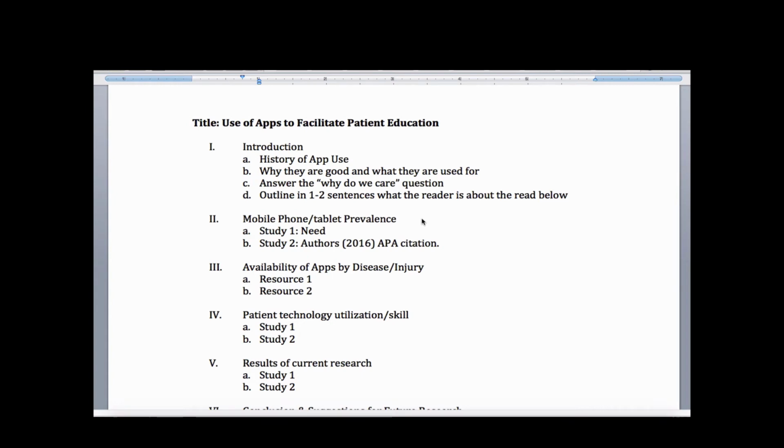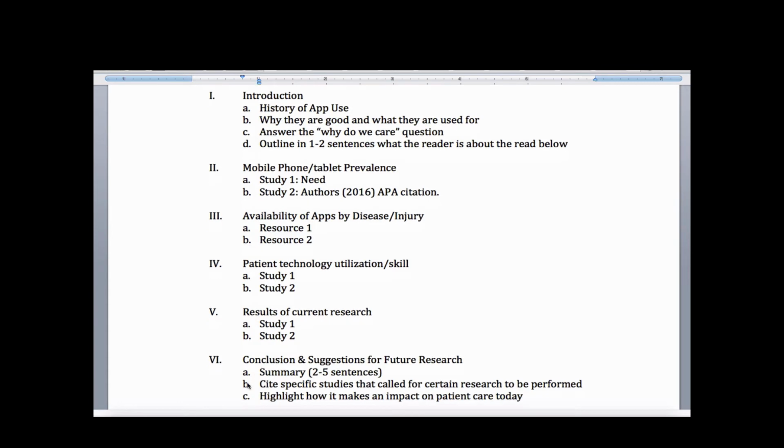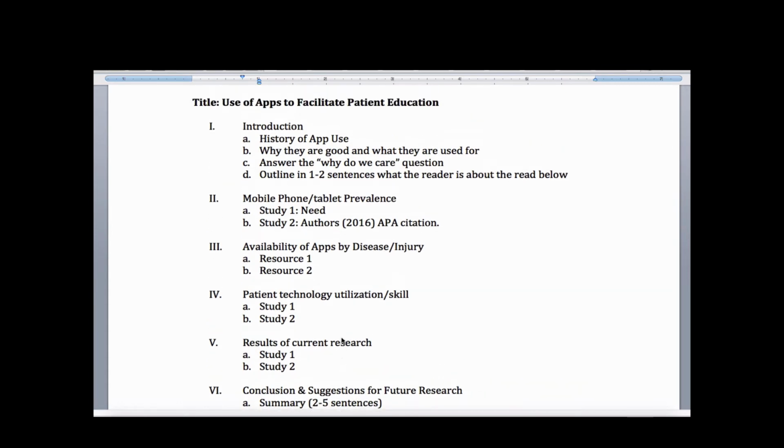Hello class, this is just a simple summary of the Part 2 literature review assignment to make sure everybody's on the same page as to what I'm expecting to see uploaded as an artifact for this assignment and what you'll be graded on. So a title for your project here, as you see mine, Apps to Facilitate Patient Education, and then an introduction and a conclusion sort of to bookend what you're about to write.